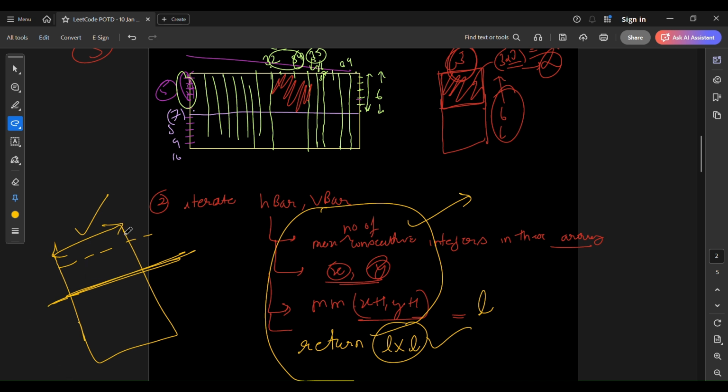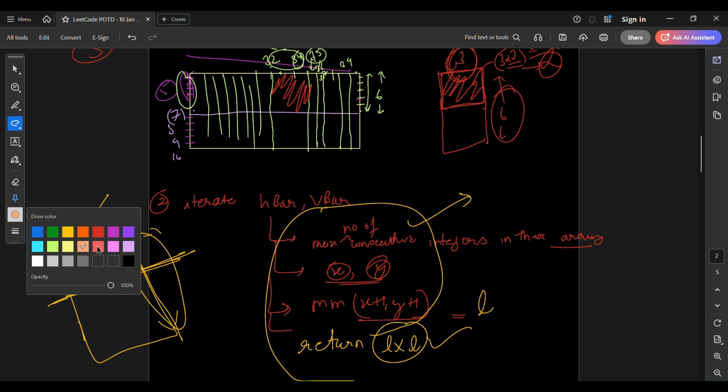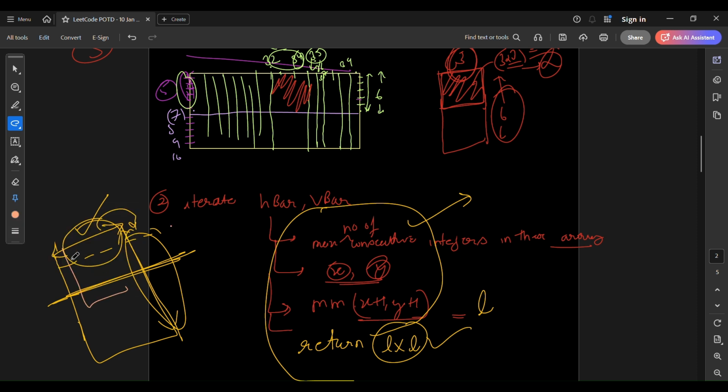We are taking the consecutive lines which are removed from the horizontal part. We are taking the minimum of these two, and we are making the square of that minimum side and returning it as our final area. And this is the intuition plus the right approach that I have put.